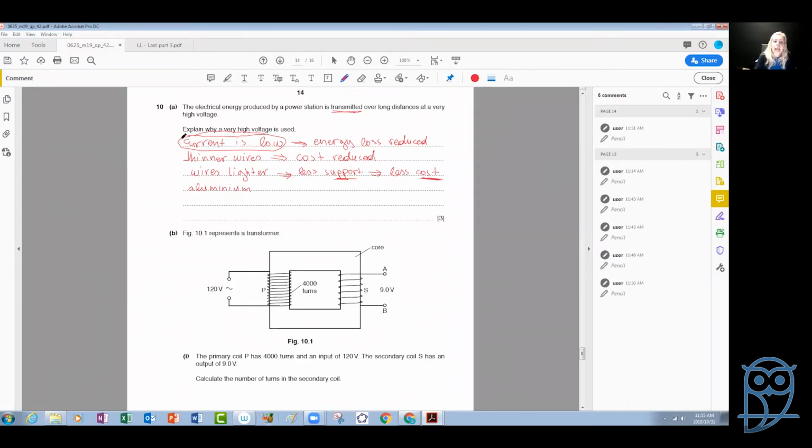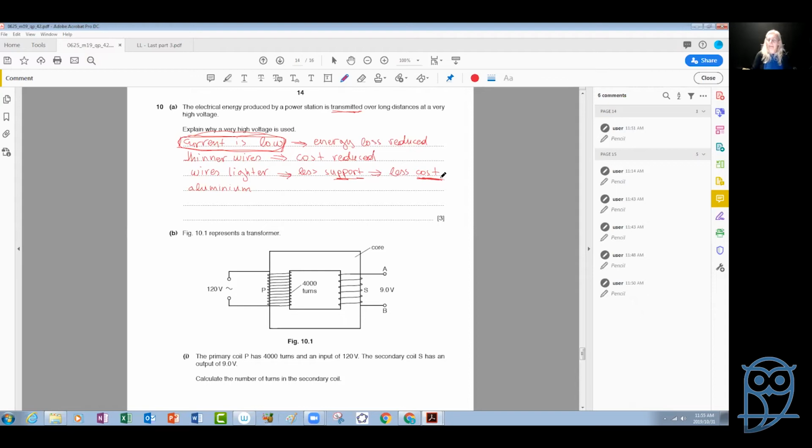So you see, by transmitting the electricity at high voltage and low current, there is a lot of gain. We decrease considerably the loss of energy, and also we decrease considerably the cost of all these cables and pylons that we need to transport it. These are very important factors that we need to be very well aware of so that we can answer such questions. Okay.